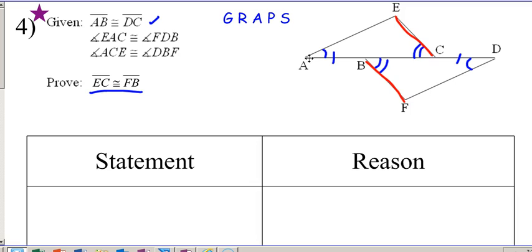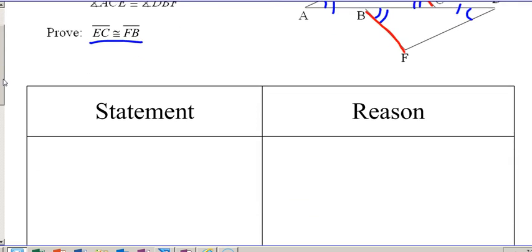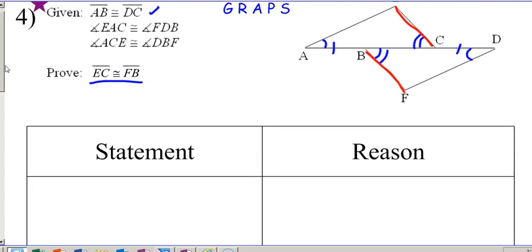The only problem is, if we were going to try to prove these triangles congruent, we would most likely be doing angle, side, angle. But we don't have the entire side AC congruent to the entire side DB. And that's where GRAPS comes into play. We need to build up the sides using GRAPS. So we're going to start with GRAPS, and then we'll worry about the triangles being congruent. So we're going to write our givens. Go ahead and write your givens.